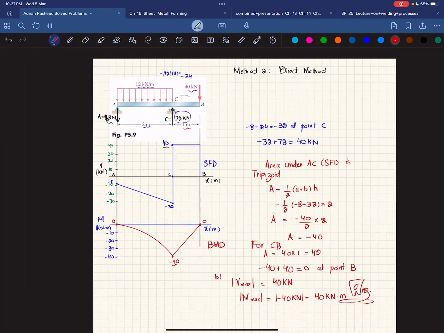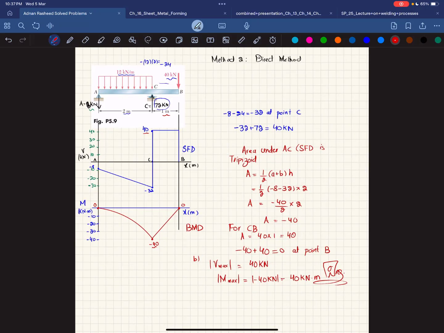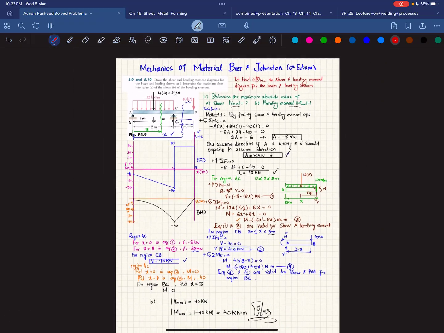So this is another method. I hope the second method is easier than the first one, but I wanted to show both methods so that you can easily solve by any method based on availability of time in your exam. So this was all about this problem 5.9.